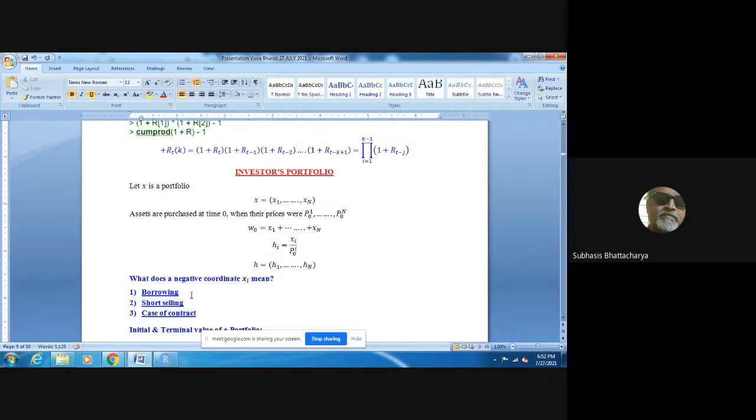And the third one is the case of contract. What is the case of contract? Suppose asset I is given by a contract. The one who writes the contract on asset I at time 0 sells it at time 0 at some fixed price, suppose P0, but must pay at time 1 some specified amount P1. That is actually happening in the case of futures.